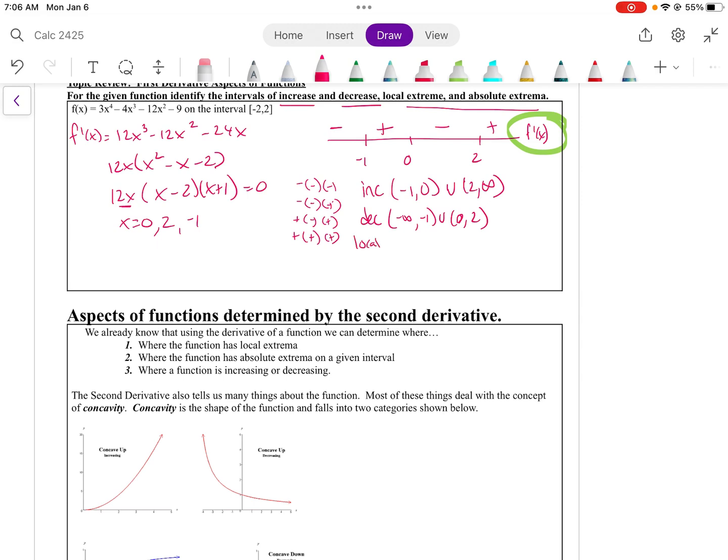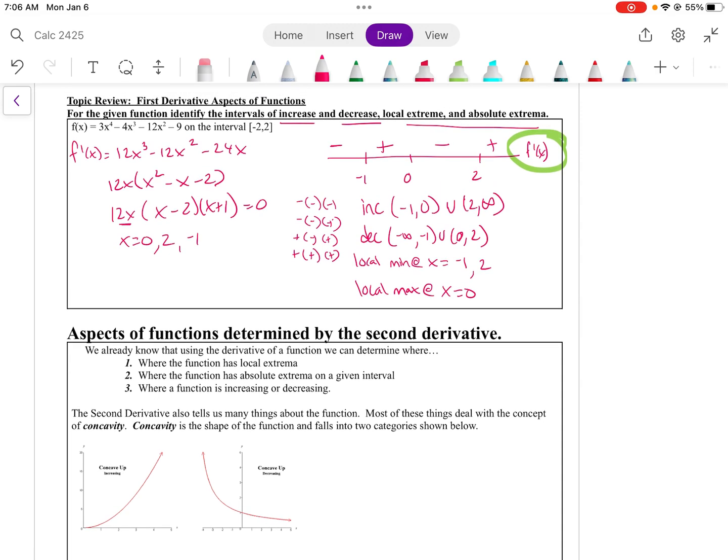All right, and so how about some local extrema? Because it changes from negative to positive at negative 1, there will be a local min at x equals negative 1, and it does that again at x equals 2, because it changes from negative to positive there. And there will be a local max at x equals 0, because it changes from positive to negative there.